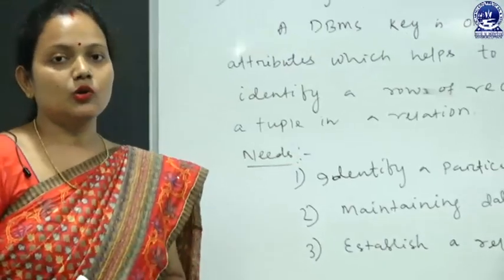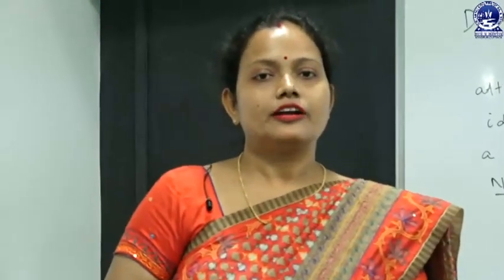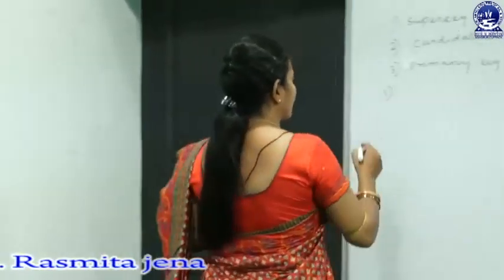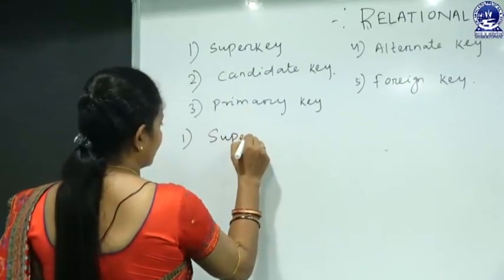Next, we will know the different keys of DBMS. There are different types of DBMS keys. These are super key, candidate key, primary key, alternate key, and the last one is foreign key. Let us discuss super key. Super key is what? It is the superset of keys in which all possible combinations of keys are included.